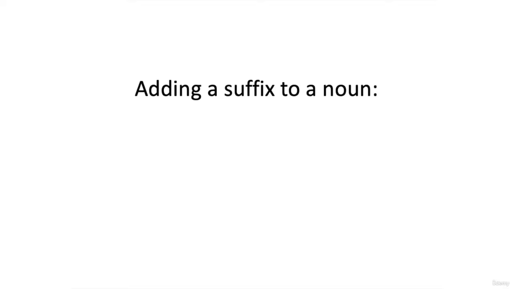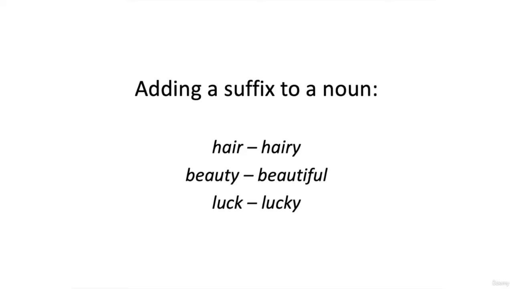Now we can also form adjectives by adding a suffix to a noun. A suffix is a combination of letters we add at the end of a word to make a new one. For example, hair is a noun. Hairy is an adjective. Beauty is a noun. Beautiful is an adjective. Luck, lucky. Magic, magical.